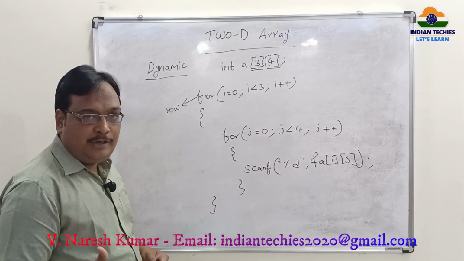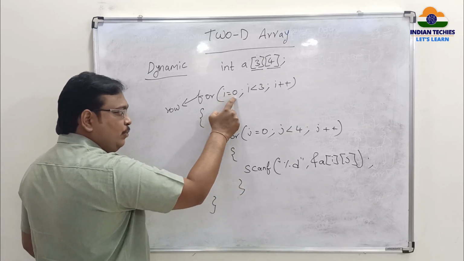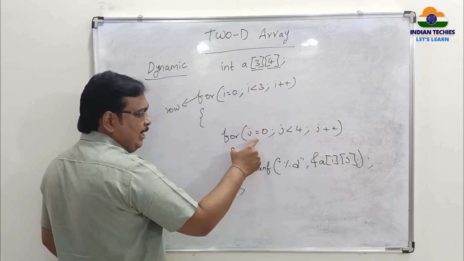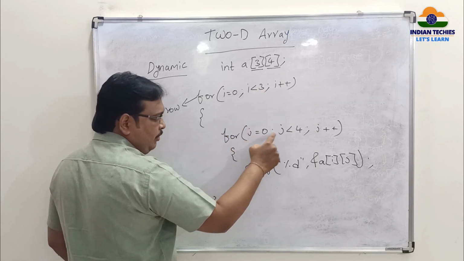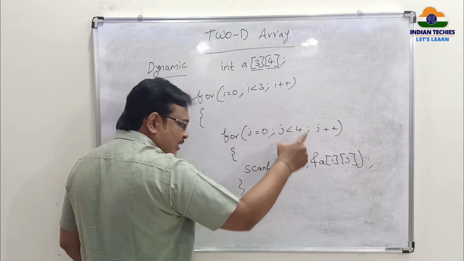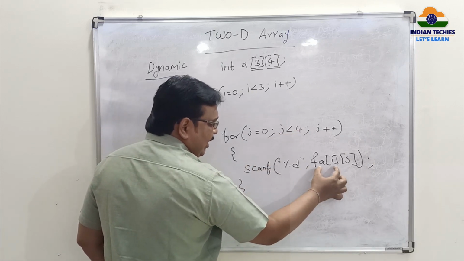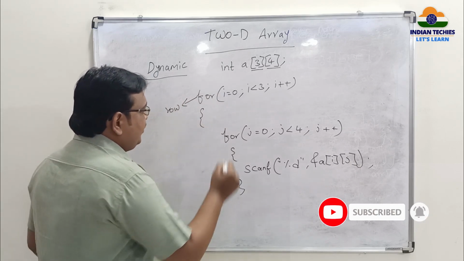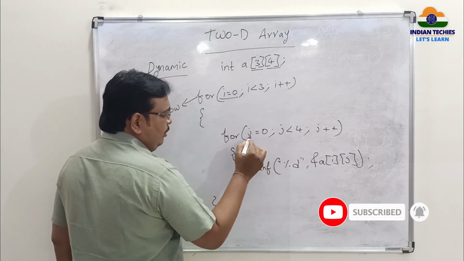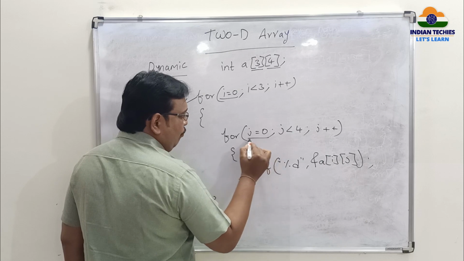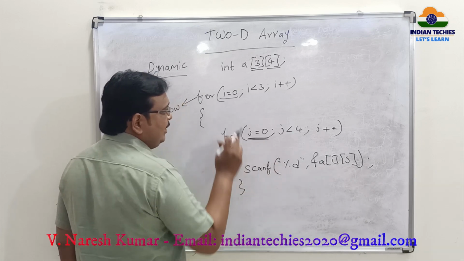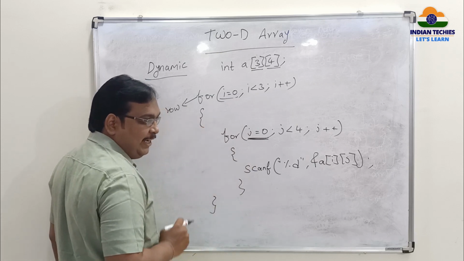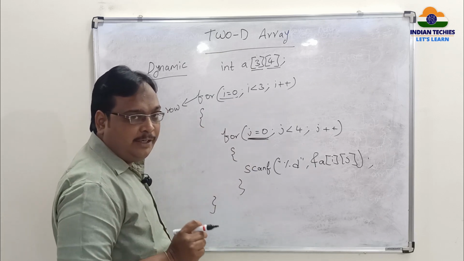Now how is this going to be executed? When i is equal to 0, 0 less than 3, so it goes inside. Again j is equal to 0, 0 less than 4, yes it is going inside, and a[i][j], that is, it will take input for a[0][0]. When i is equal to 0, j becomes 0, 1, 2, 3. That is 0 0, 0 1, 0 2, 0 3.